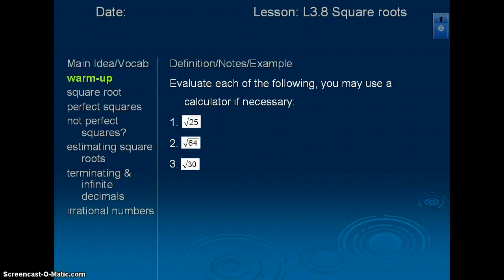Please take a moment to complete the following warm-up. Use your calculator if necessary.